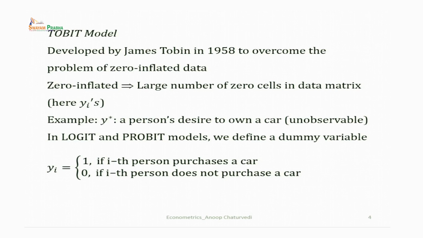Again we take this example: suppose y star is a person's desire to own a car. Obviously, this is unobservable, or you may consider Y star as the utility of a car for a person. Again, utility is also unobservable. In Logit and Probit models, we define a dummy variable yi equal to 1 if the ith person purchases a car and 0 if the ith person does not purchase a car. So, for Logit and Probit models, it does not matter whether the car is expensive or cheap. If a person owns a car, then yi gets value 1.